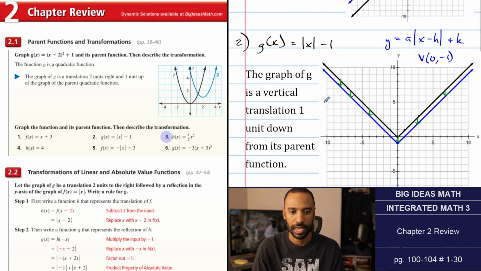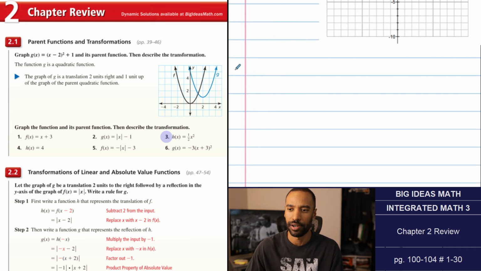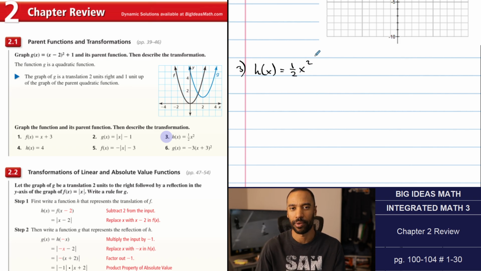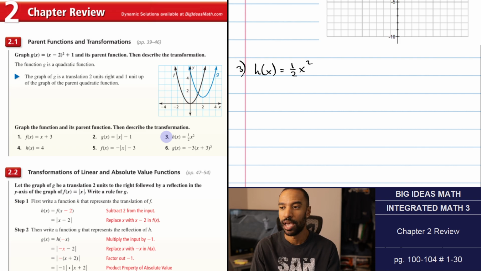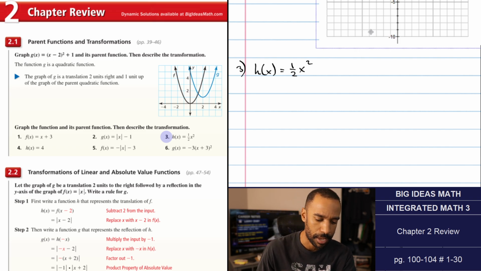You have h of x equals 1/2 x squared. This is the one where, once again, I know that we're in section 2.1 when we're talking about this. I know at the time the book was still using tables. At some point they stopped. What was it? Section 2.5? Whoopsie. I think it was section 2.5 that they stopped using tables.